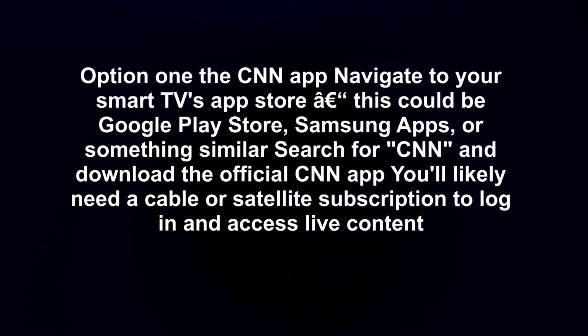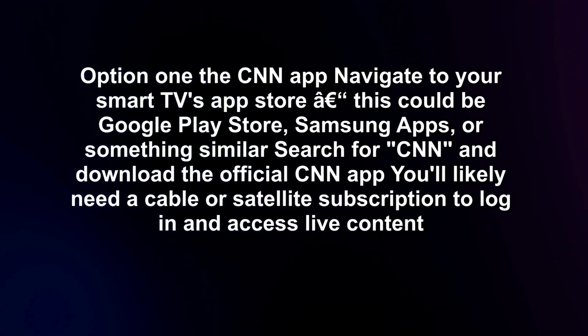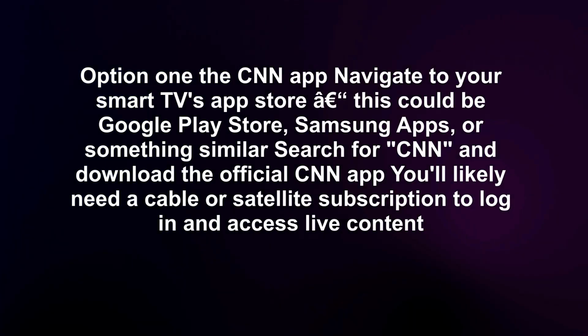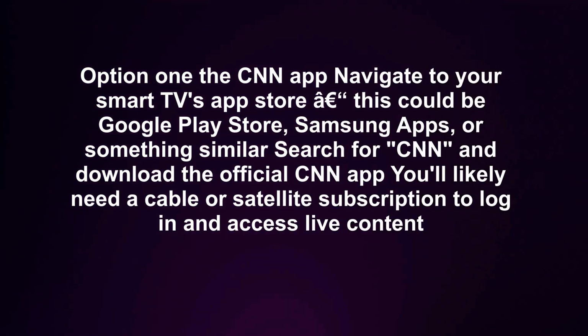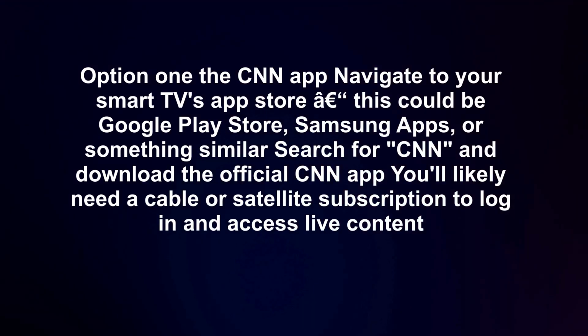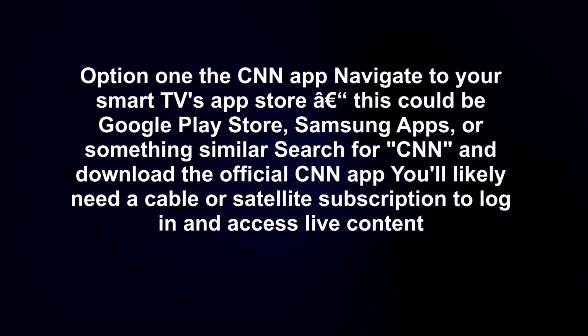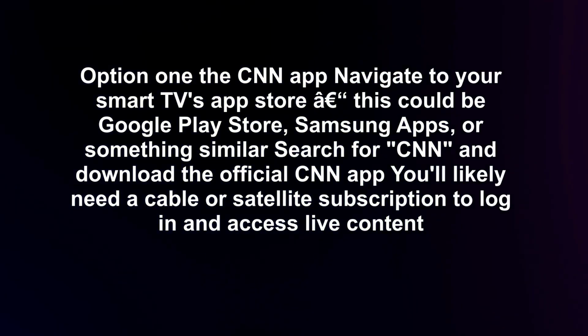Option 1. The CNN app. Navigate to your smart TV's app store. This could be the Google Play Store, Samsung Apps, or something similar. Search for CNN and download the official CNN app. You'll likely need a cable or satellite subscription to log in and access live content.